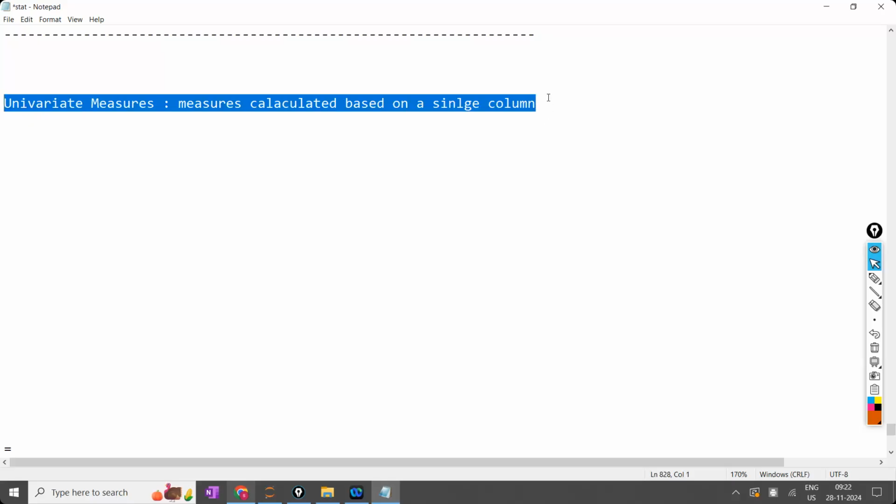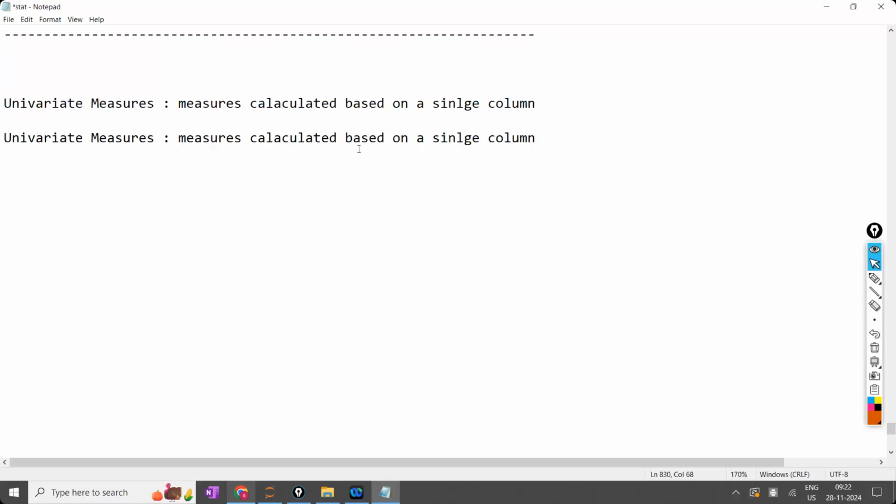Any measures calculated by considering any two columns at a time are called bivariate measures. Two variables you have to take. Variate means variable, so instead of columns you can write variables: measures by considering two variables, or by considering a single variable. Variable means column.